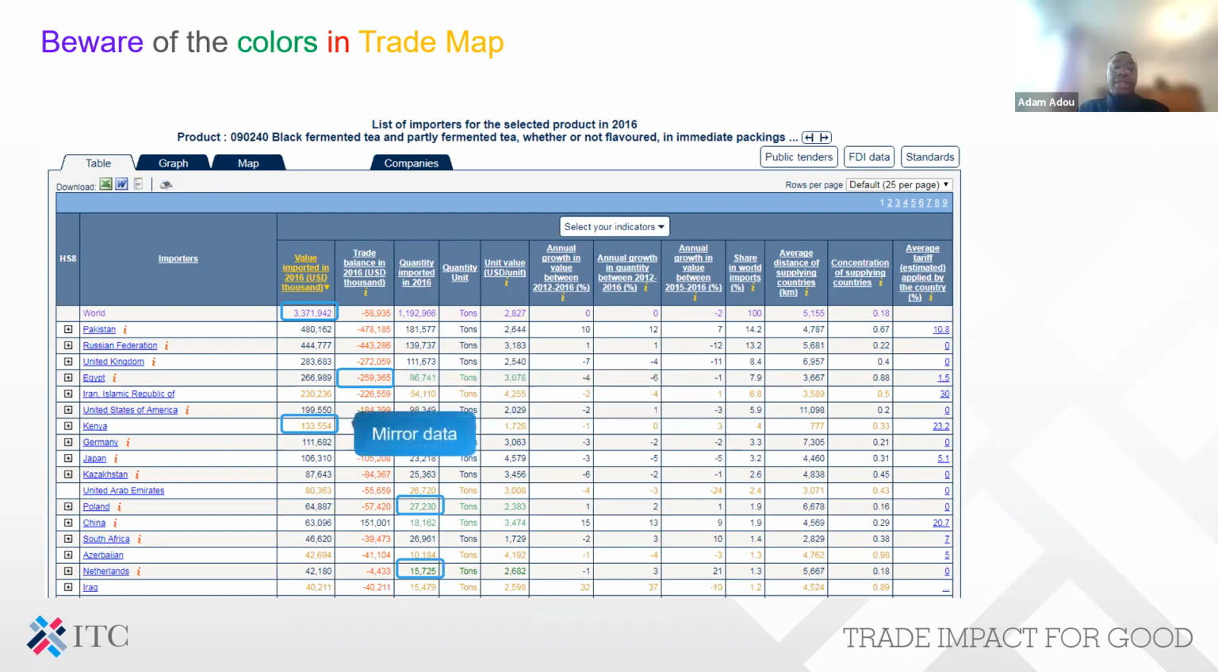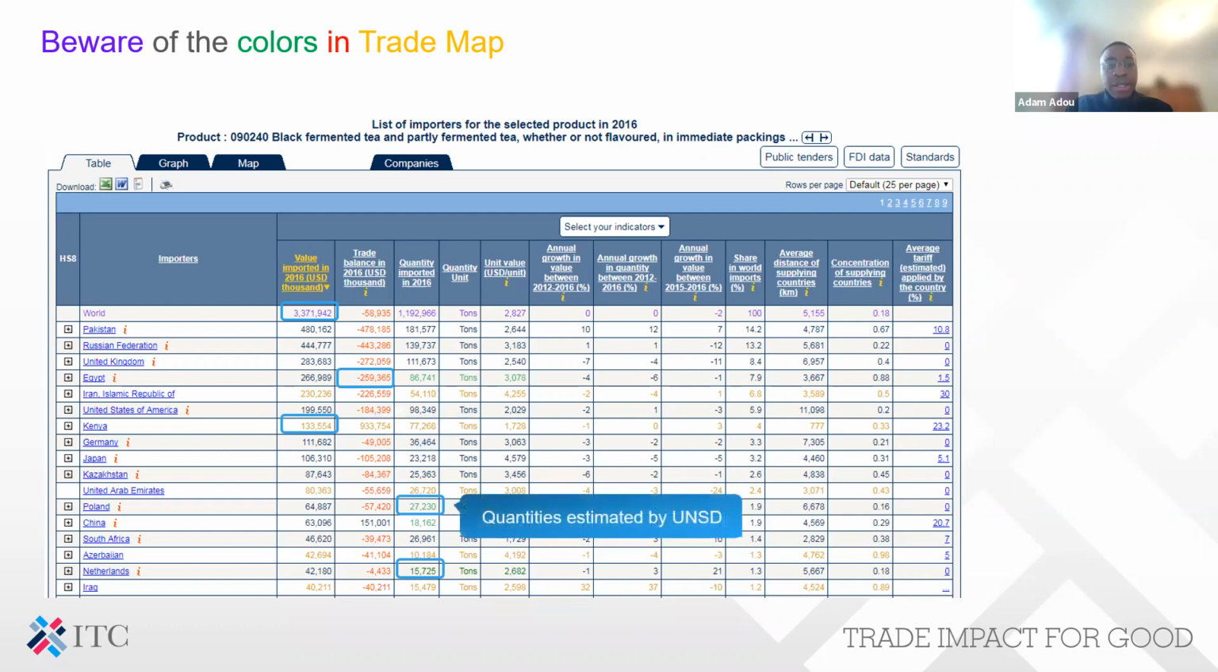Then, as I said, in yellow, you can see the mirror data. It means that here for Kenya, for the black tea imported by Kenya, we maybe don't have the data coming directly from Kenya for tea. So we compute the import value of Kenya based on what the partners of Kenya, so basically the exporters to Kenya, are reporting in terms of export value of the black tea exported to Kenya. So based on this, we were able to compute what are the total imports of black tea for Kenya.